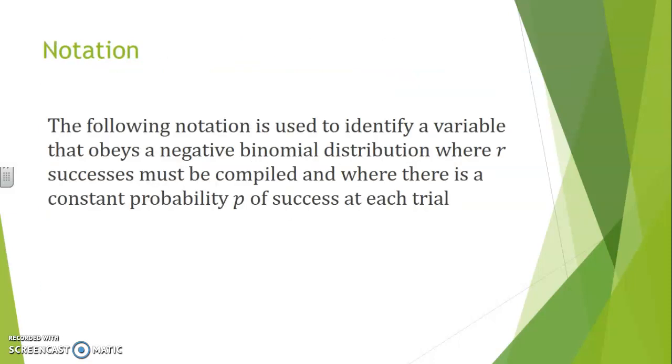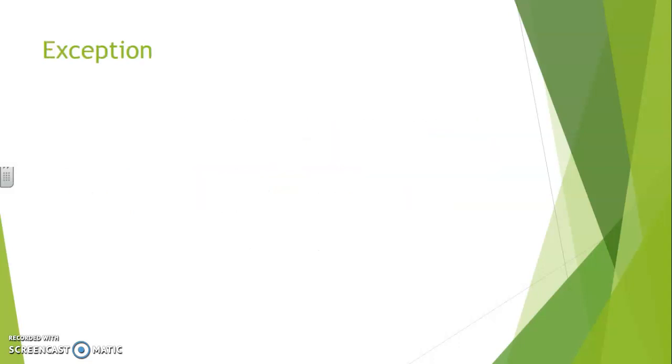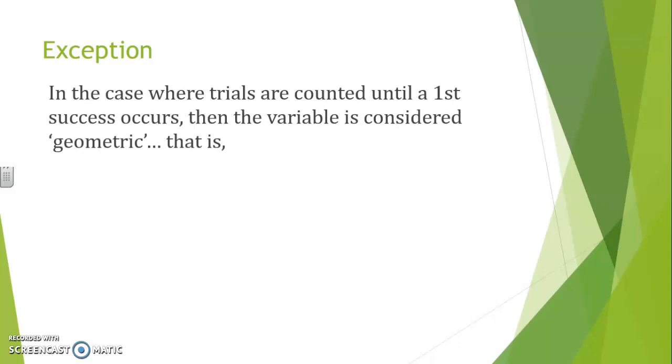In order to label a variable that is obeying a negative binomial distribution, we're going to write that x follows a negative binomial, r successes to be obtained, and probability p of a success at every trial. Exceptionally, when a negative binomial is meant to count trials until a first success occurs, then the variable is called geometric. In other words, a negative binomial with one success to be obtained is also a geometric.